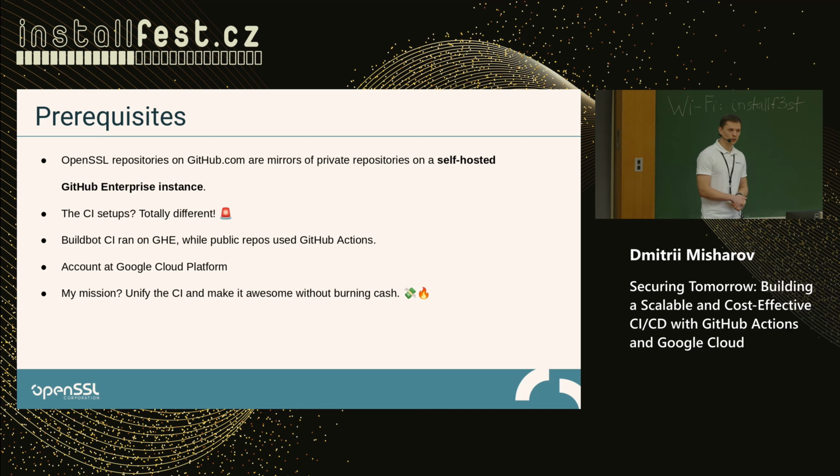The problem was that private and public repositories were using different CI setups. For public repositories on GitHub.com, we use GitHub Actions. For private repositories at GitHub Enterprise, we used the so-called build-bot CI, and it was really uncomfortable and a big maintenance burden to keep maintaining two different CIs for mostly the same repositories.